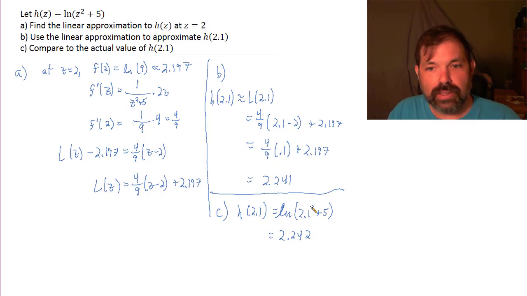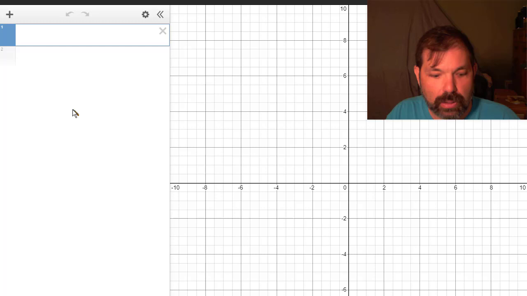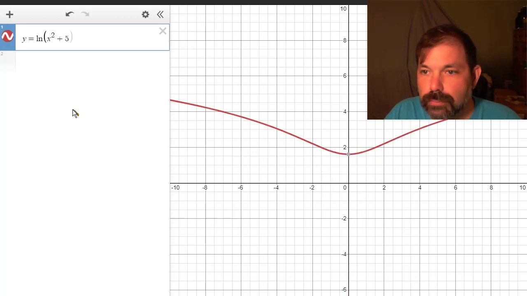And let's see why this is happening. I'm going to go over to Desmos, and let's graph, I'm going to use x instead, y equals the natural log of x squared plus 5.